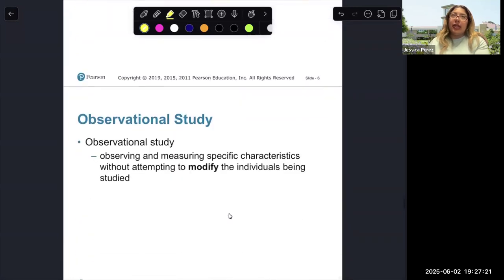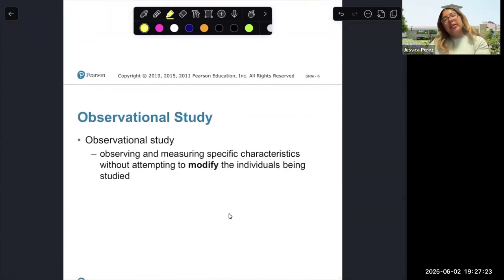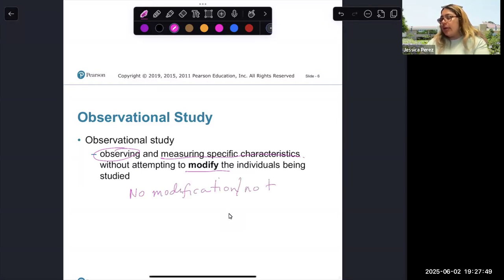Whereas in an observational study, we are basically just observing and measuring specific characteristics without attempting to modify the individuals studied. So you're not actually doing anything to them, you're just observing and measuring, that's it. So there is no modification, no treatment here in the observational study.